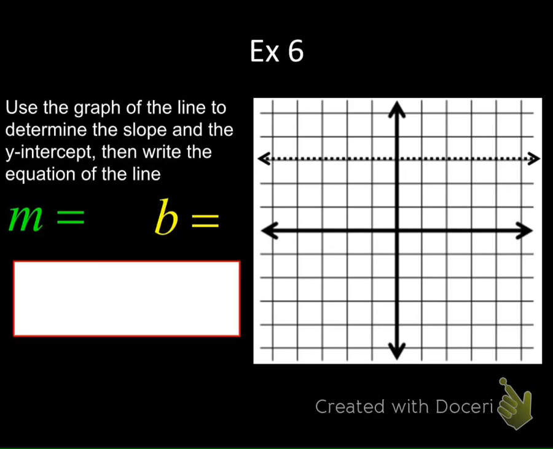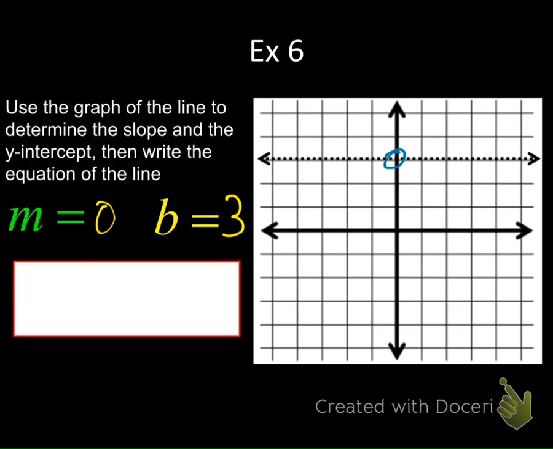So we can go ahead and fill in the m value. Sorry. We already got the 0. Slope is 0. What's my y-intercept? Three. That's because the line is crossing at 0, positive 3.